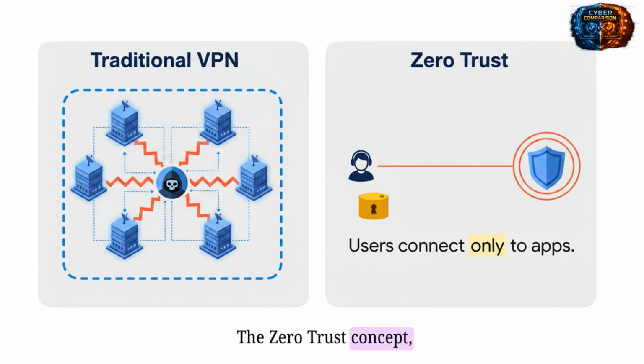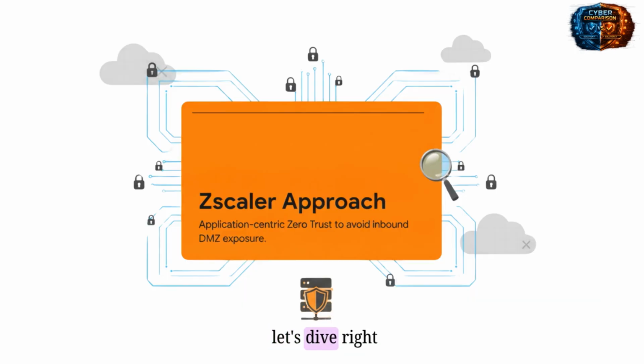The zero trust concept, though, it completely flips the script. You don't connect to a network at all. You only connect to the specific app you're actually authorized to use. Okay, let's dive right into how Zscaler handles this architecture. Zscaler is what you might call a zero-trust purist. They follow a strictly application-centric model using core components like Zscaler Private Access, their B2B modules, and app connectors.